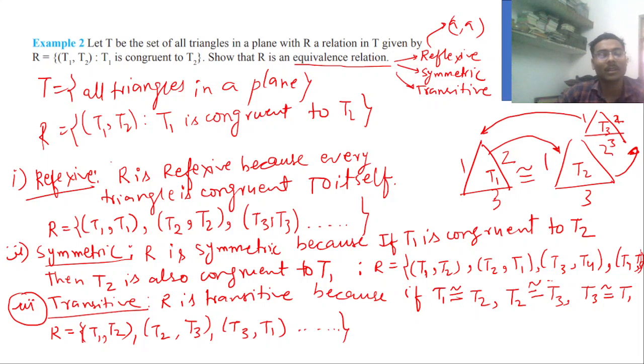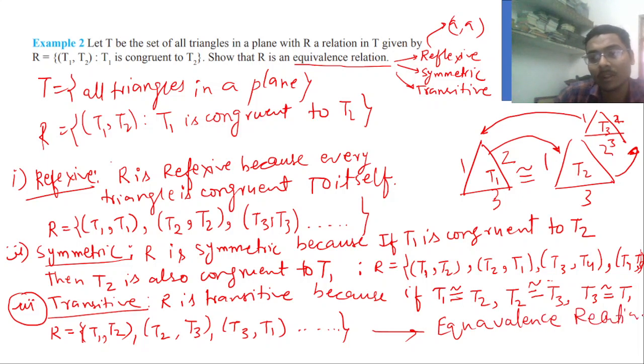And since this relation is reflexive, symmetric and transitive, all the three, it is an equivalence relation. Why equivalence? Because it is satisfying all the three criteria needed to be an equivalence relation.